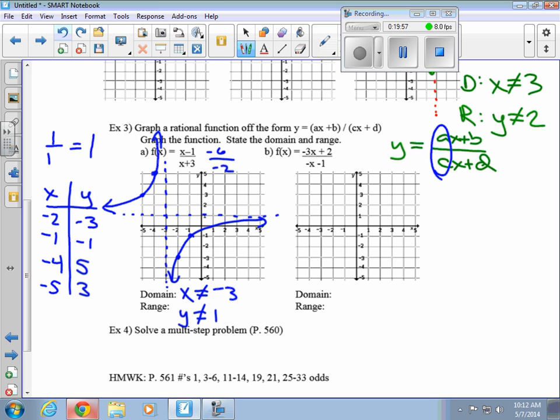Yes? Are we going to have to graph inverses of these? Probably not right now for sure. I don't think we're going to have to graph the inverse right now. But, all right, next one.